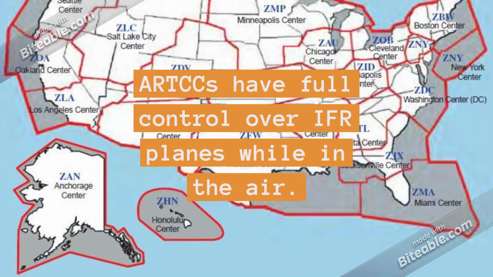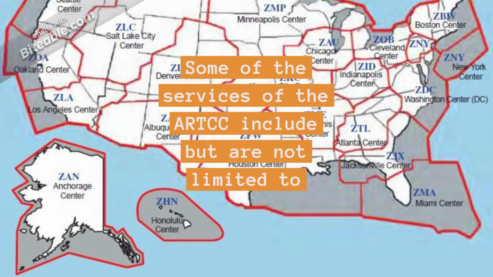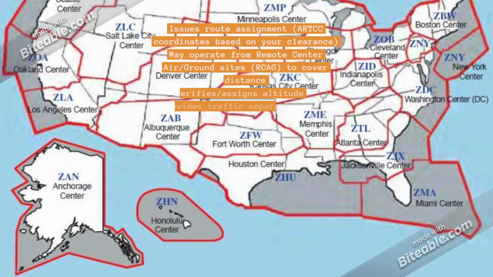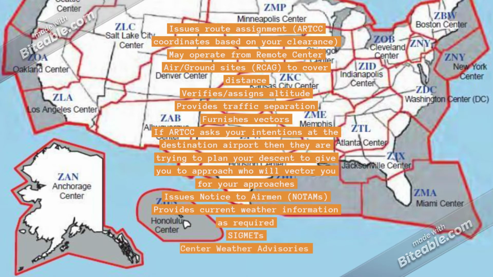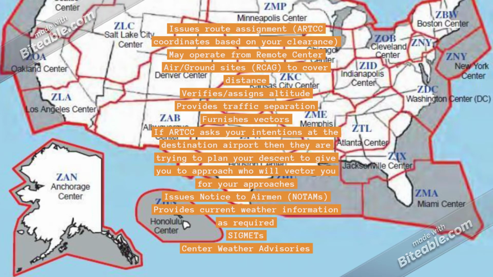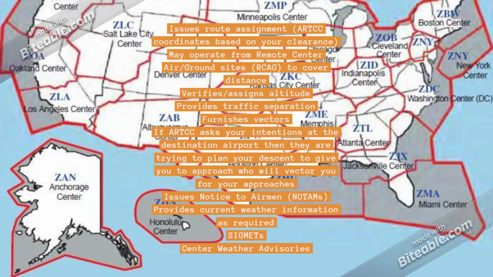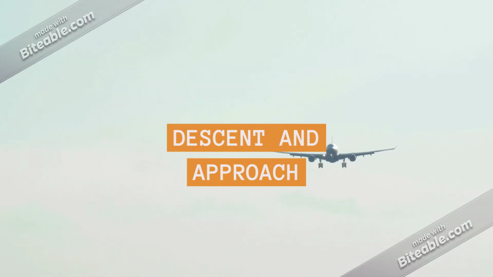These centers are known as ARTCCs, and they have full control over IFR flights while in the air and while in their sector. Some of the services of the ARTCC include, but are not limited to, issuing route assignments, verifying and assigning altitudes, providing traffic separation, furnishing vectors, issuing notices to airmen or NOTAMs, and providing current weather information such as SIGMETs or weather advisories, and they do so much more than just those listed.